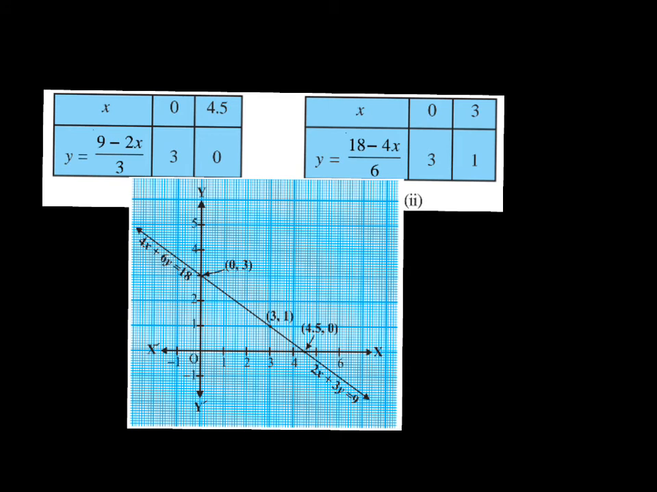When we graph these two equations, we get this line. And do you observe that both the lines are overlapping? So this has infinitely many solutions. So we have represented the problem algebraically and we have solved it graphically. Let's try this.